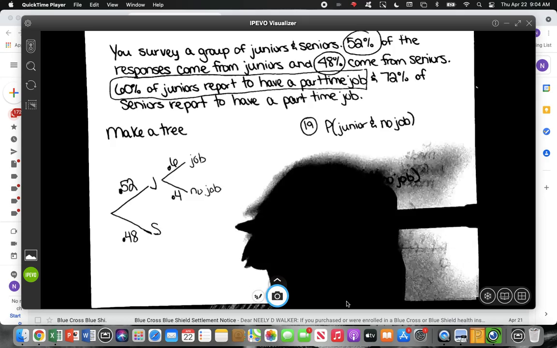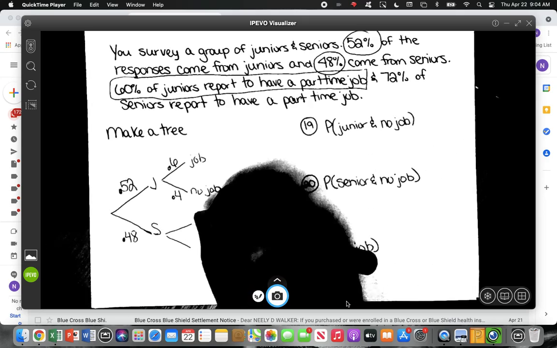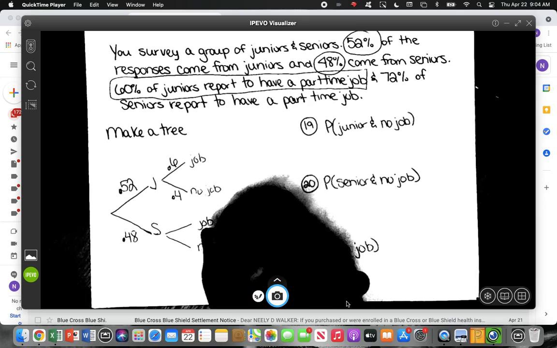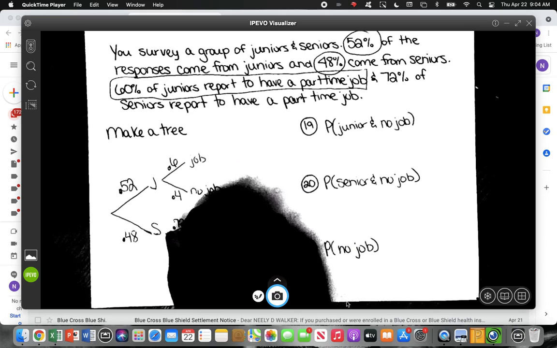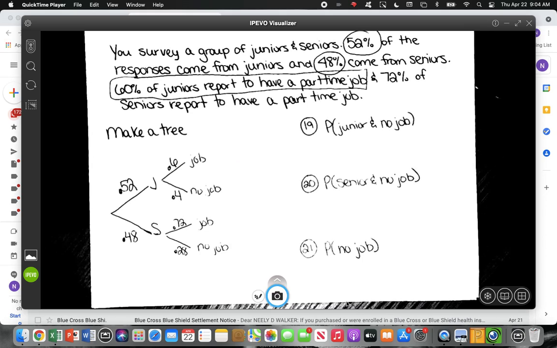Now what about seniors? Same thing. They can either have a job or not have a job. 0.72, and then where'd you get the 0.28 from? All right, yep, 28 out of 100, because if 72 do, 100 minus 72 gives you 28.